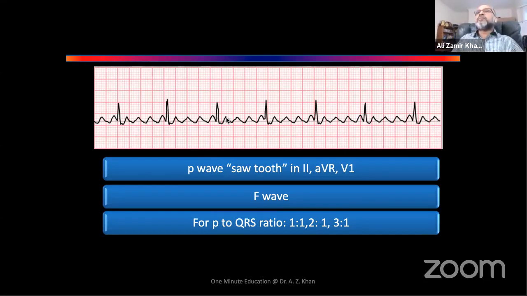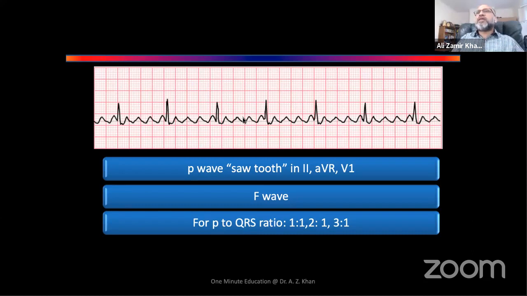But the atrial rhythm is really fast. So you have to calculate the number of P waves on a 6-second rhythm strip or a 10-second rhythm strip. And then you multiply it: if it's a 10-second strip, you multiply by 6. If it is a 6-second strip, you multiply by 10, okay?